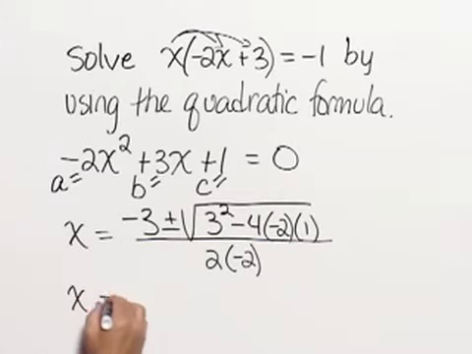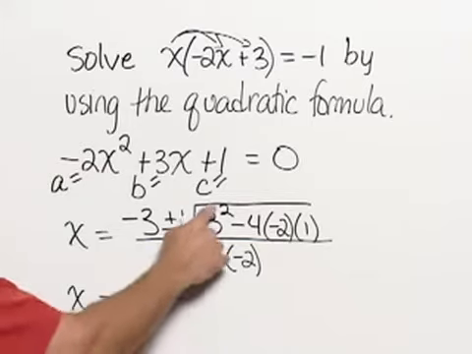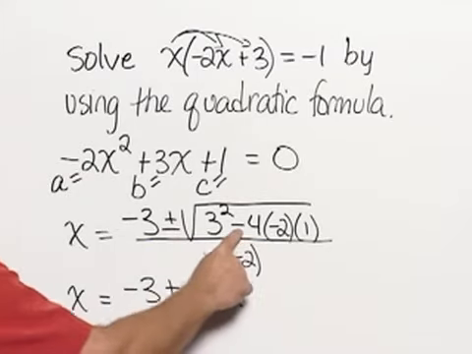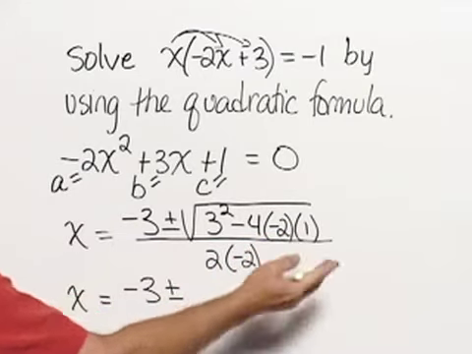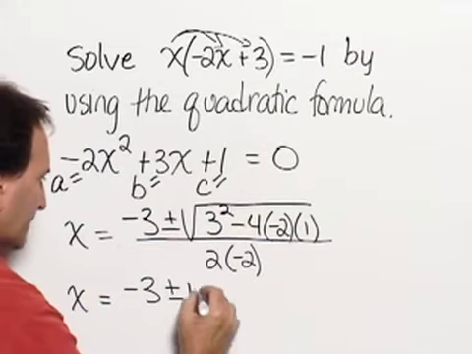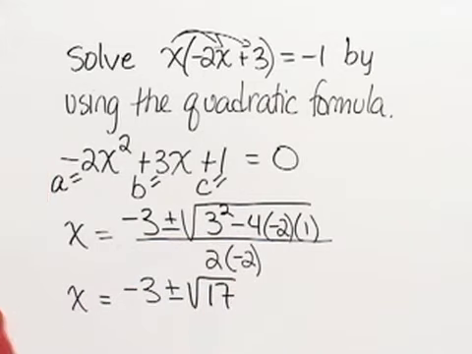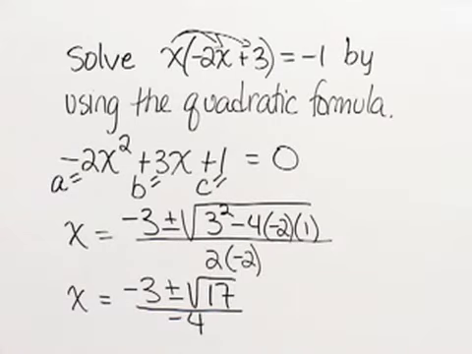Simplifying, we have x equals negative 3 plus or minus 3 squared is 9. Negative 4 times negative 2 is positive 8, times 1 is still positive 8. 9 plus 8 is 17. So we have negative 3 plus or minus the square root of 17, and that's all over a negative 4.